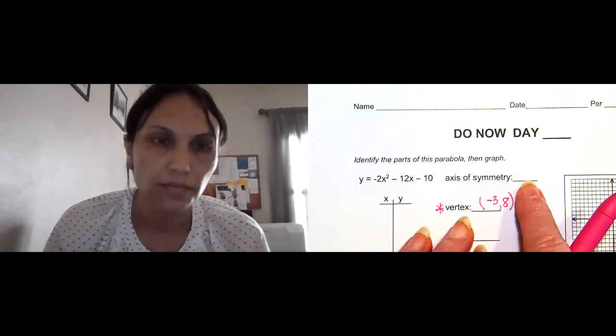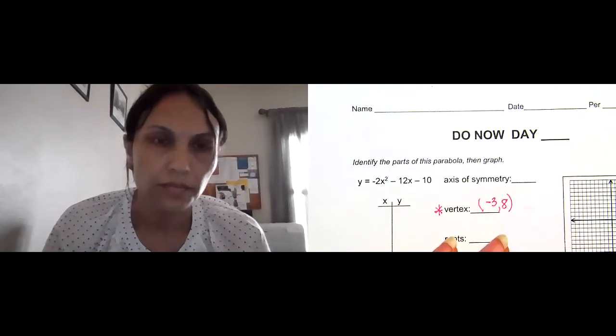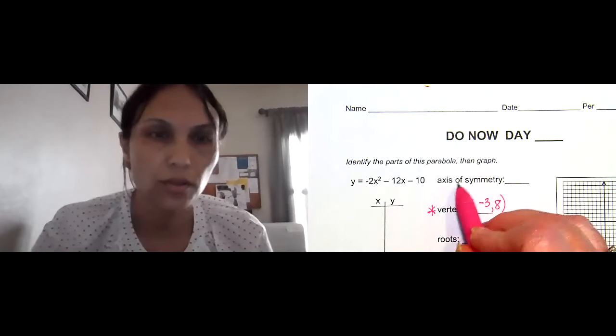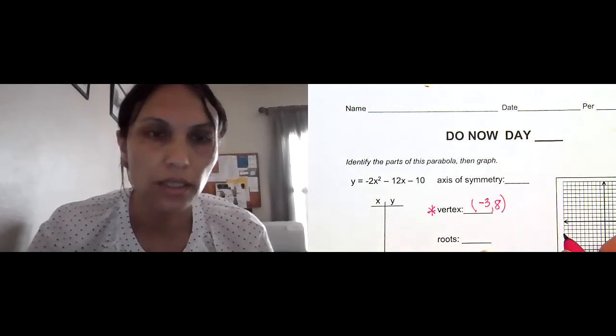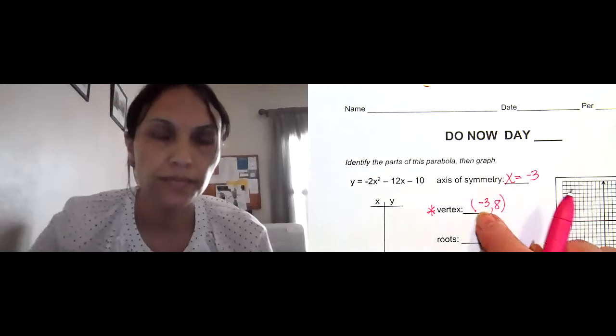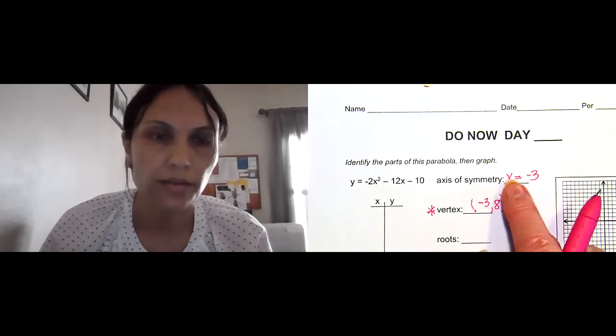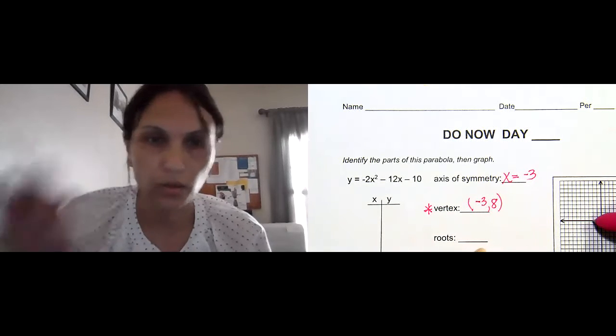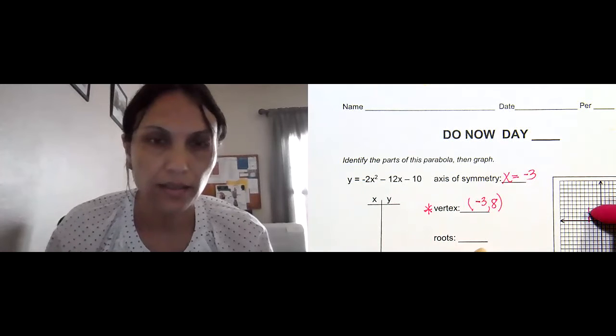Now, if I have the vertex, I can find the axis of symmetry. So what is that? Axis of symmetry. You use the first one, and you always start with x equals. So this one is x equals negative 3. This is the vertical line that goes through the middle.